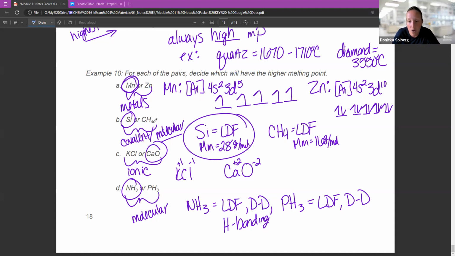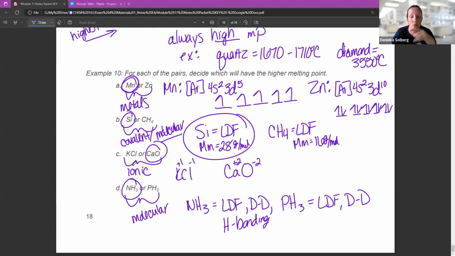Silicon versus CH4. These are both just covalent things. They're molecular compounds, molecular solids. So it's based on their intermolecular forces. Well, they're both nonpolar, so they both only have London dispersion forces. And when we were talking about London dispersion forces, we said if they are bigger, higher molar mass, more electrons, they're going to have a higher melting point. So CH4 is only 16 for its molar mass, whereas silicon is 28. This is actually going to have a higher melting point. So that kind of goes back to when we were talking about London dispersion forces.